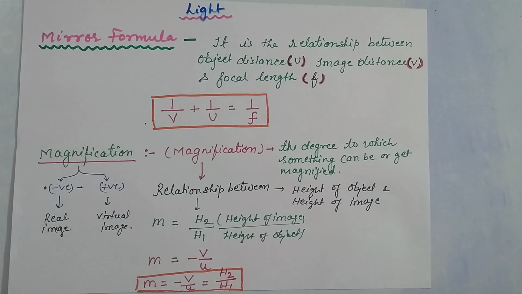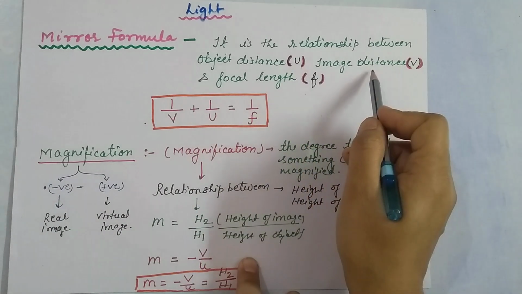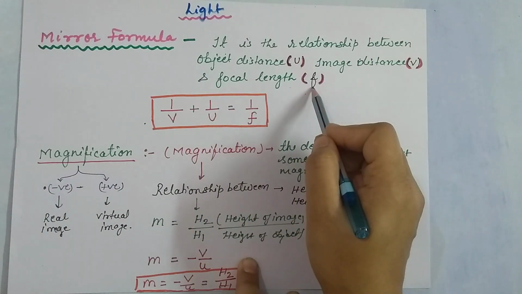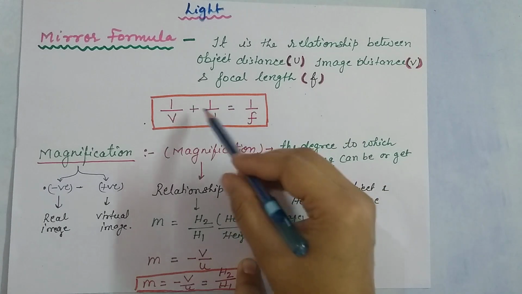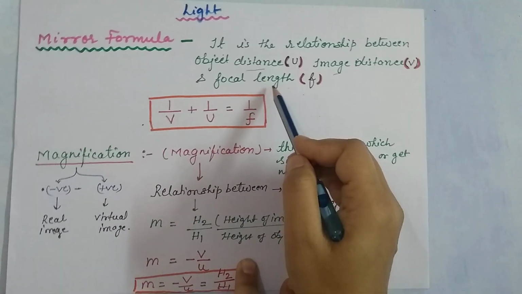Hello students, in this video we are going to study the mirror formula. These are the relationship between the object distance, image distance and the focal length. There is a relationship between the object distance, image distance and the focal length.